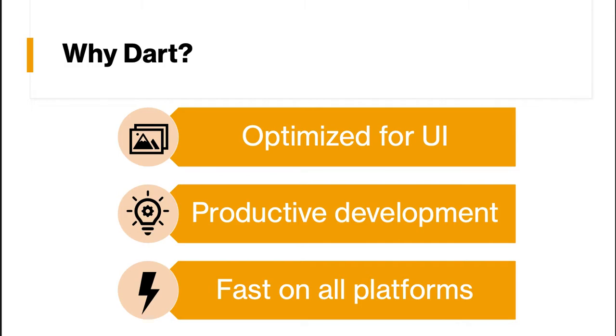The third is that it is fast on all platforms. Dart source code is compiled to ARM and x64 native machine code for mobile, desktop, and backend, and meanwhile it is converted to JavaScript for the browser.